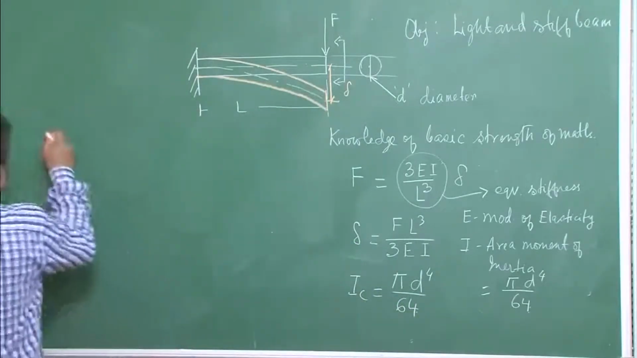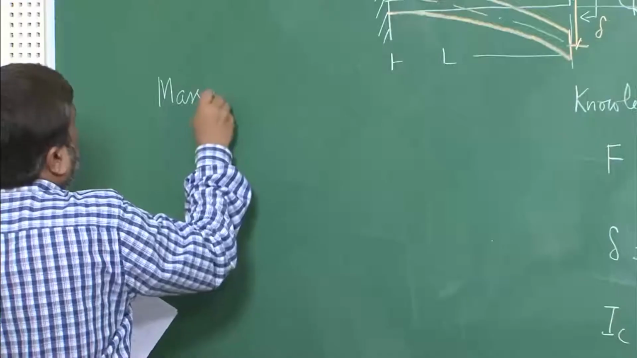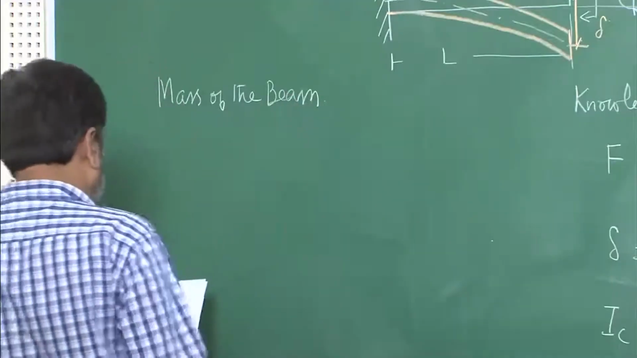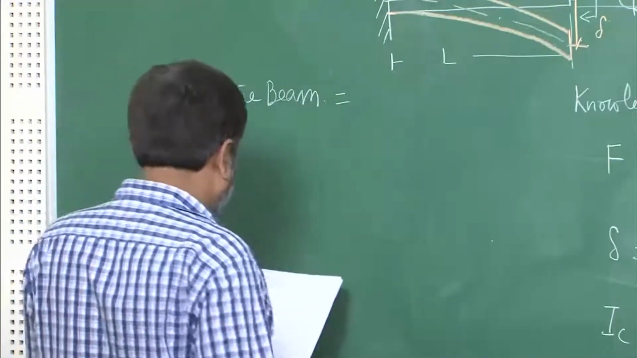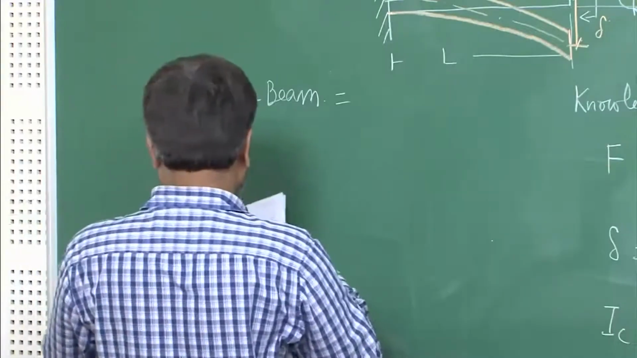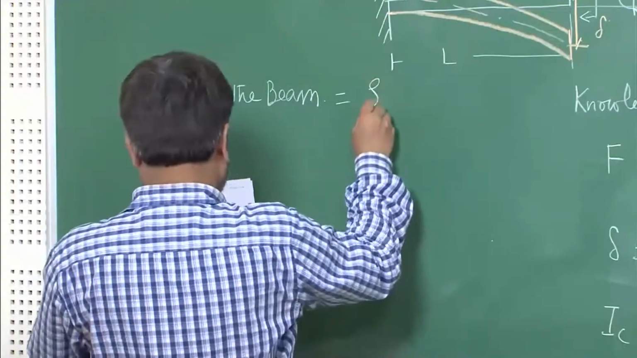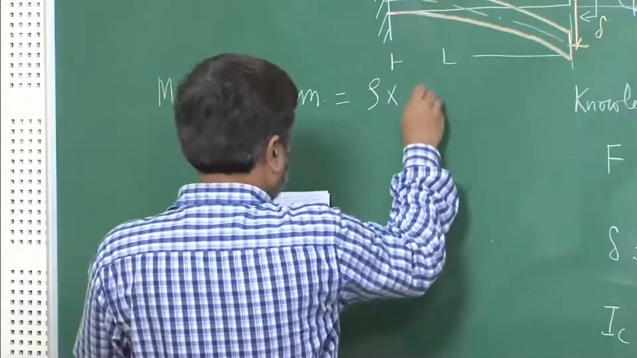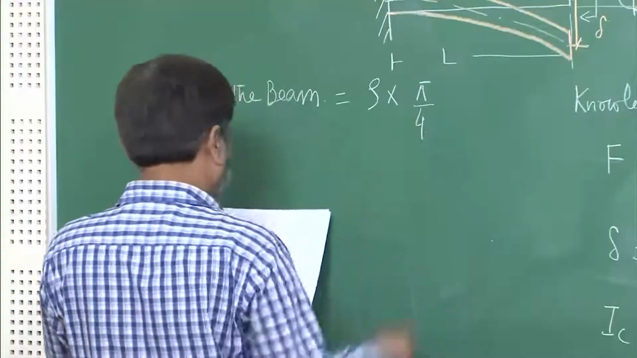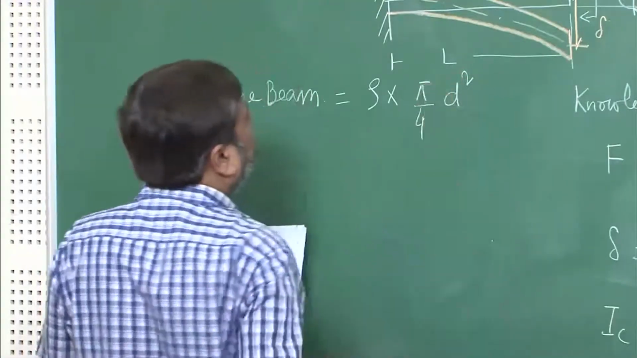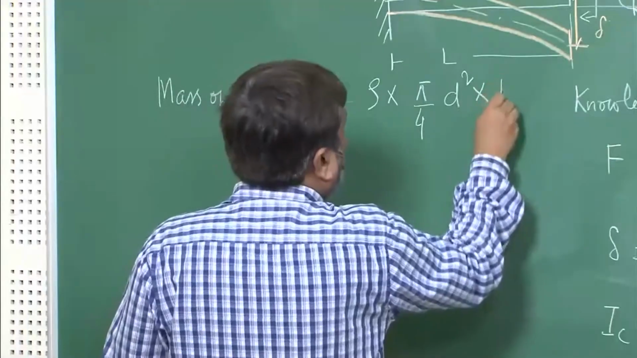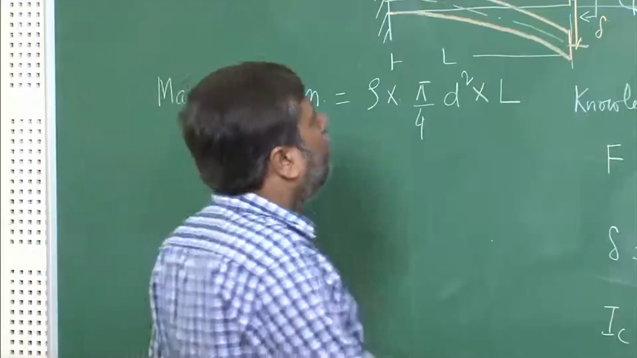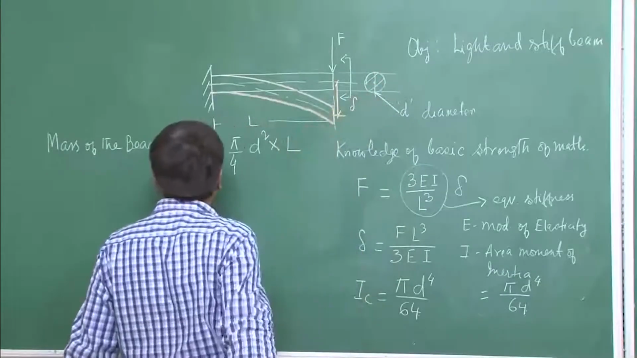So, what is the mass of the beam? Mass of the beam is density times the volume of the beam itself. So, we can write the mass as rho times the area of the beam, that is pi by 4 d square, times the length. That is the mass of the beam, considering that it has a uniform circular cross section.